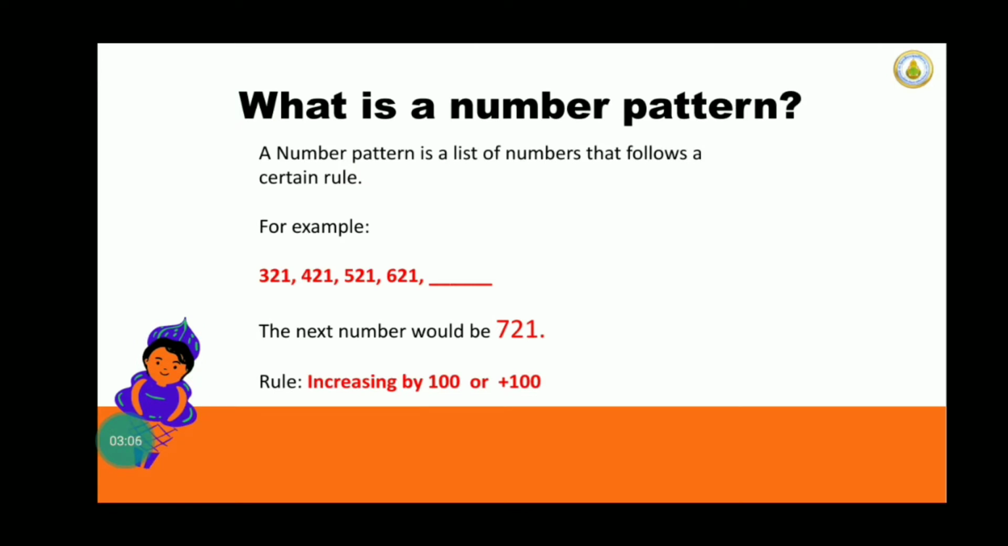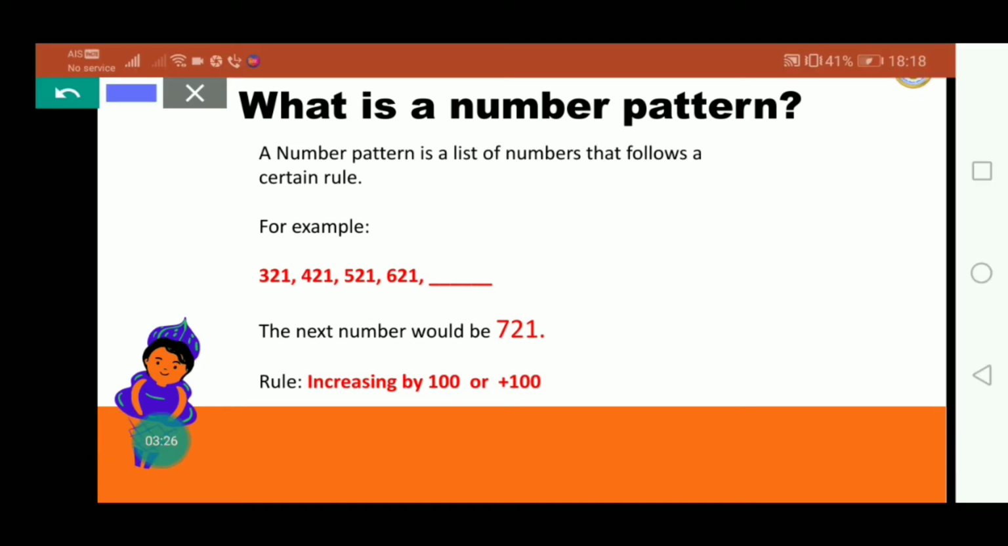So what is a number pattern? A number pattern is a list of numbers that follows a certain rule. So we have an example here. 321, 421, 521, and 621. So now, what is the next number?